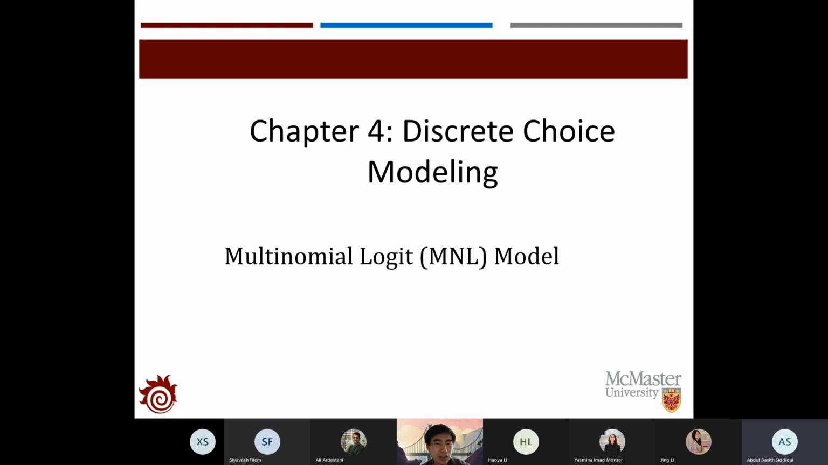Yes, go ahead. For techniques other than the MNL, like nested logit, cross-nested, or mixed MNL, the error distribution will not be IID, right?